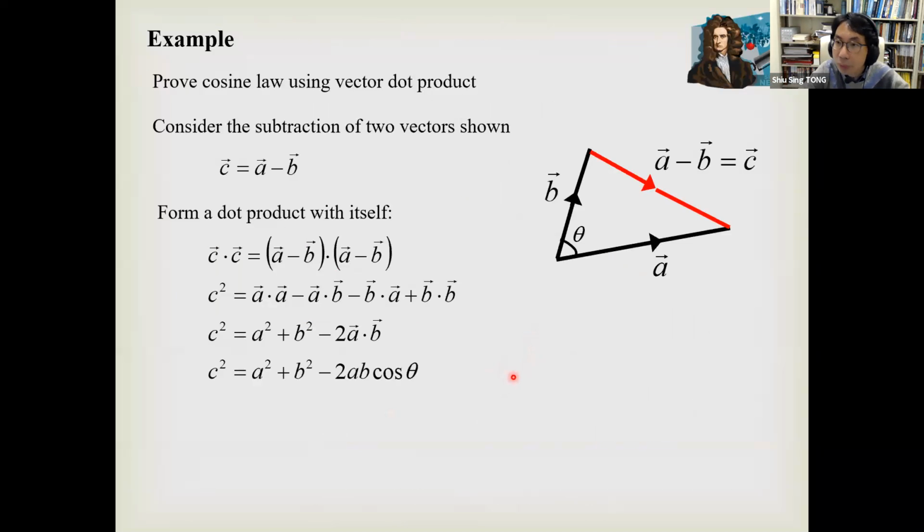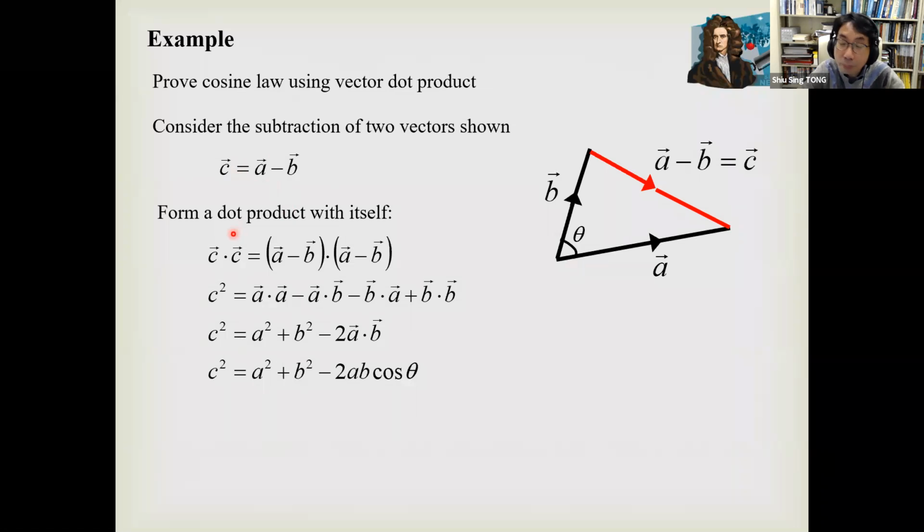Now I have two examples for you. The one example is the proof of the cosine law. Okay, the vectors A and B are there, right? And so A minus B is the vector that goes from the tip of B to the tip of A, right? Now, I have this vector equation.